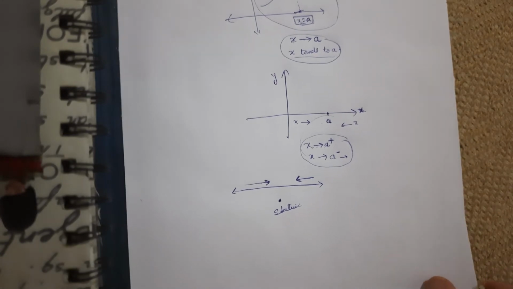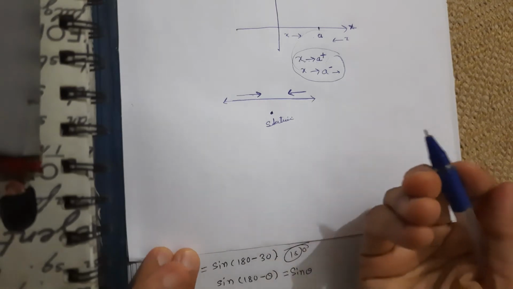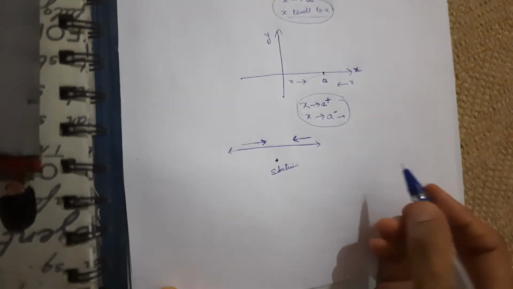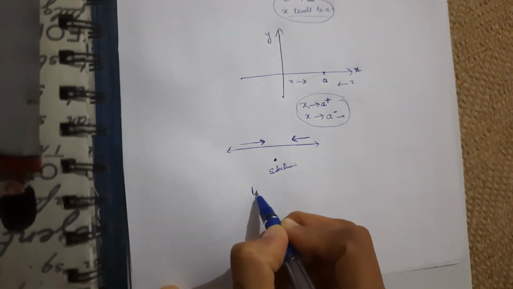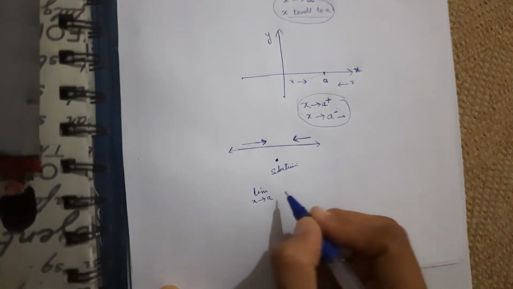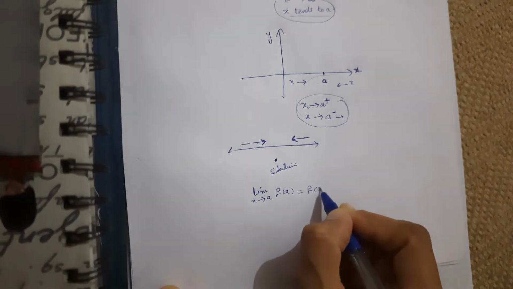Now whenever we want to find the limiting value of f of x, we just write it as limit x tends to A, f of x is equal to f of A.